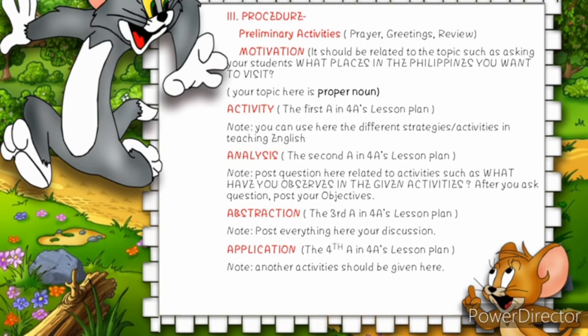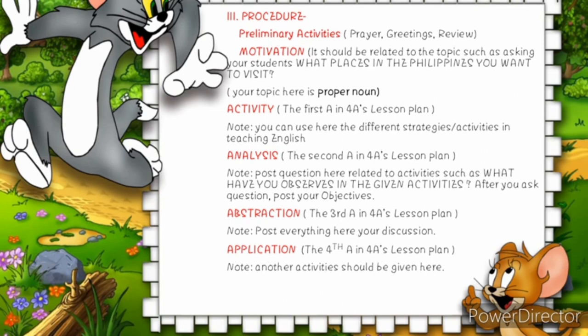So you can ask questions to the students that are related to the topic, and the students also could relate. So like for example, if your topic will be proper noun, you can ask a question like, what places in the Philippines you want to visit? Okay, possibly they would answer Bohol, Palawan, Ilocos. So those are examples of proper nouns.